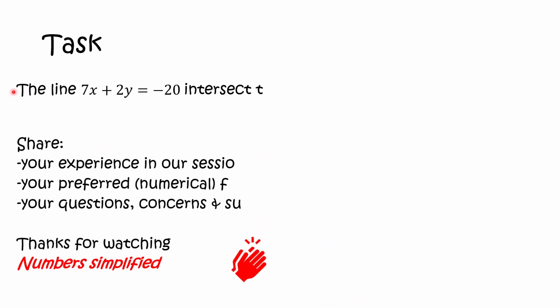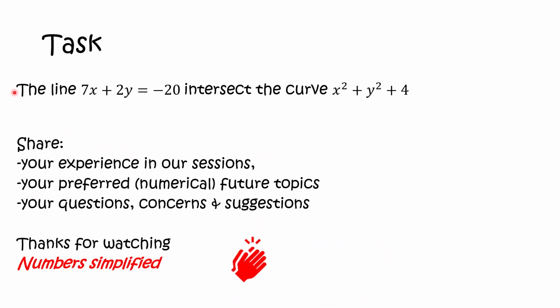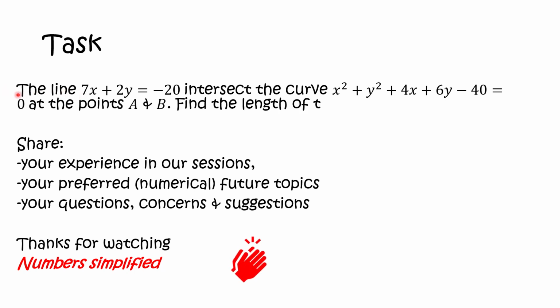So if you have made it thus far, I say congratulations to you. And I leave you with the following task. The line 7x plus 2y equals minus 20 intersects the curve x squared plus y squared plus 4x plus 6y minus 40 equals 0 at the points A and B. Find the length of the line AB.